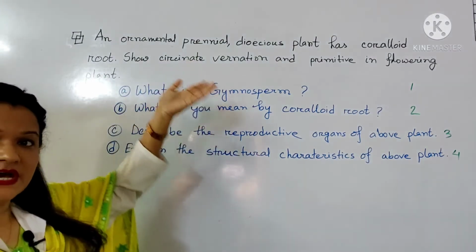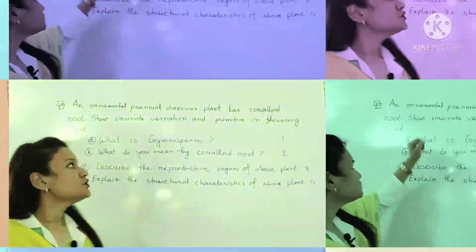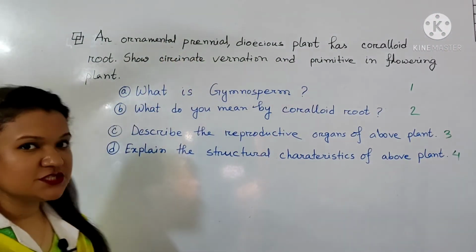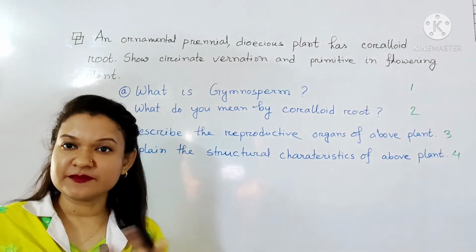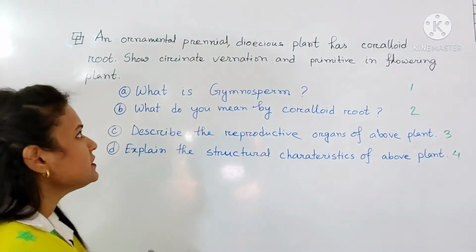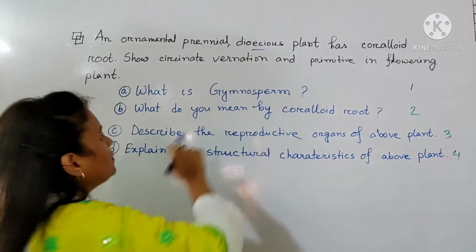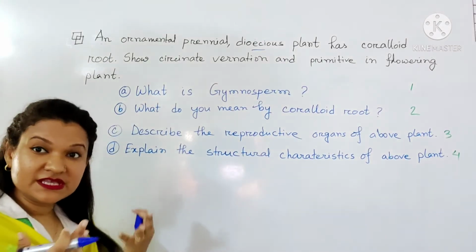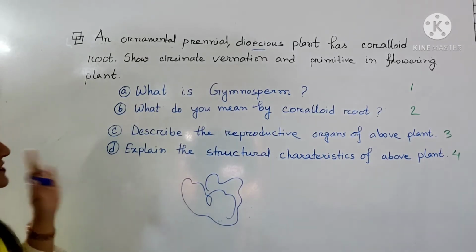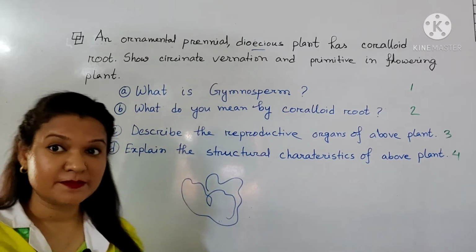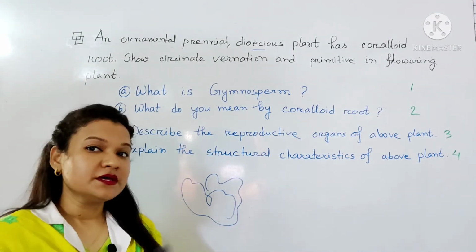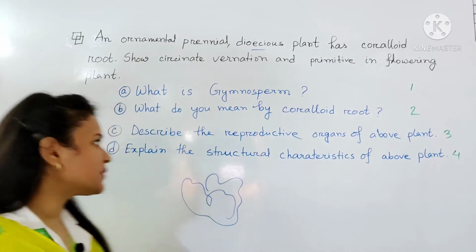So now I will go again to the stem. Our plant is a perennial dioecious plant. Here the male reproductive organ and female reproductive organ will be present in different plants. Then coralloid roots: these types of coralloid roots are present in these types of plants, and it is primitive in flowering plants. So I hope you understand what the plant actually is. So yes, of course it is a gymnosperm.